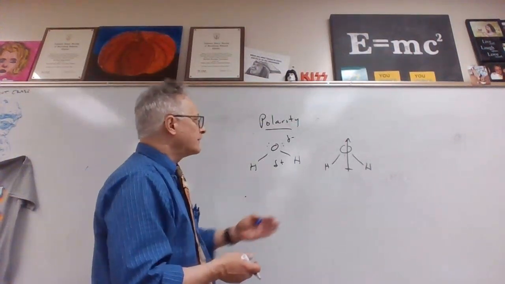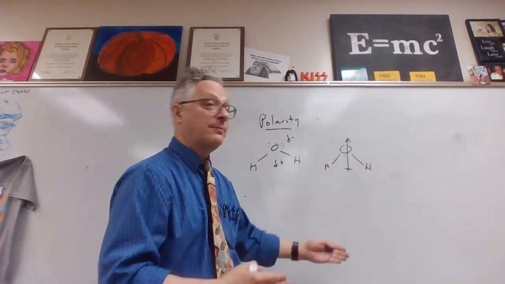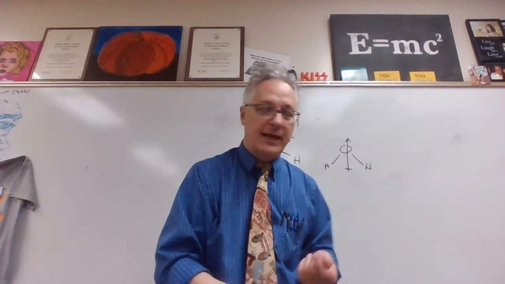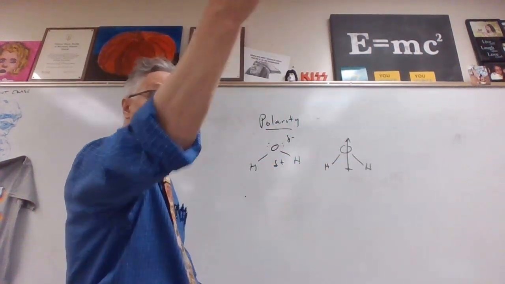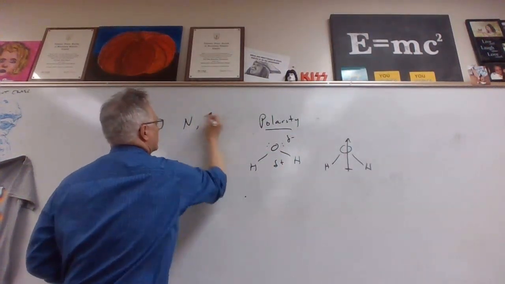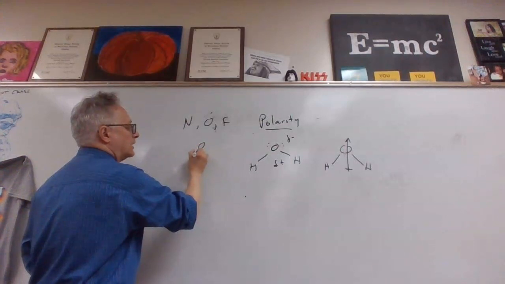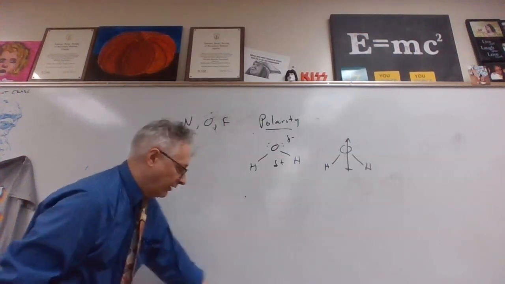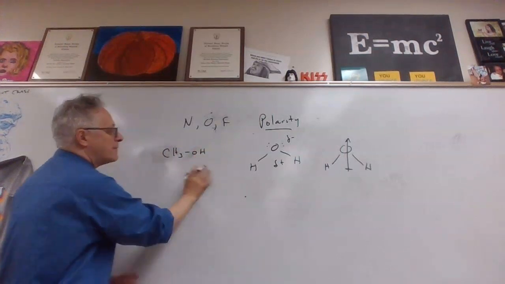Very polar molecules are attracted to each other because of charge separation. We have an electrostatic attraction: negative attracts positive and positive attracts negative. Oxygen is very electronegative. The three most electronegative elements on the periodic table are nitrogen, oxygen, and fluorine. If you see molecules that contain oxygen, for example CH3OH, this is methyl alcohol.